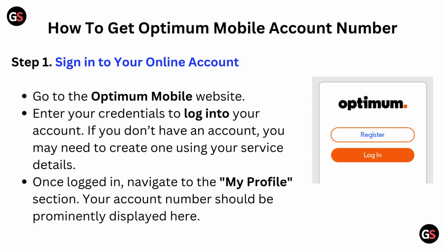Step 1. Sign into your online account. Go to the Optimum mobile website. Enter your credentials to log into your account. If you don't have an account, you may need to create one using your service details. Once logged in, navigate to the My Profile section. Your account number should be prominently displayed here.